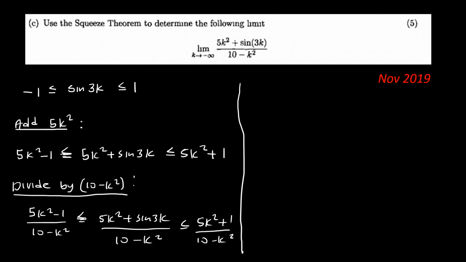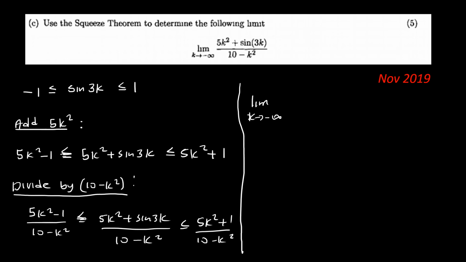So the first thing we checked from your normal sine, what did they do? They added 5, we added 5k squared. After that, they divided by 10 minus k squared. So now all we have to do is to calculate the limit as k approaches negative infinity.